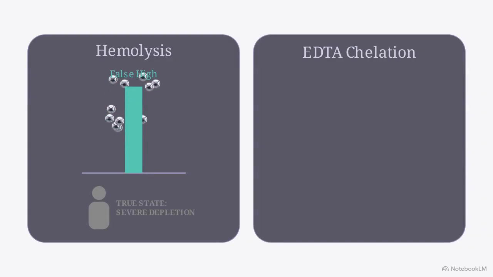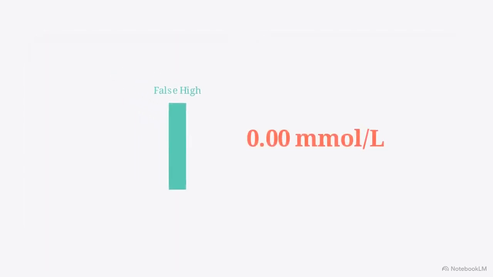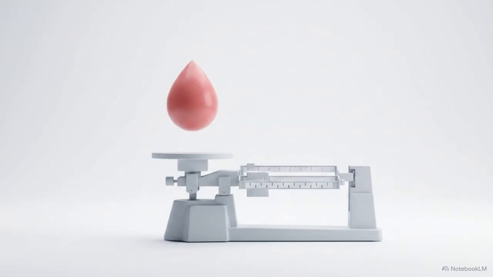Mechanical hemolysis generates a massive false spike in the data, making the patient look perfectly healthy while masking a severe, potentially fatal intracellular depletion. Conversely, EDTA chemical chelation generates a false near-zero result, triggering a massive and completely unwarranted clinical panic. In the measurement of magnesium, pre-analytical perfection is a matter of life and death.